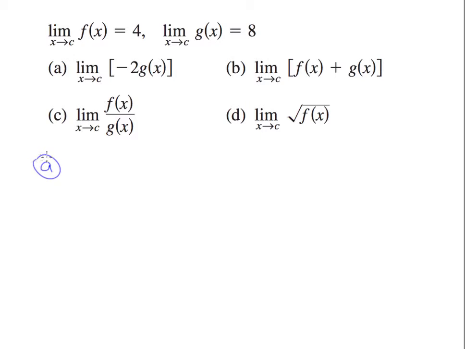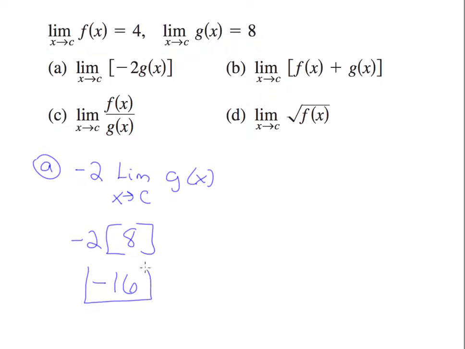A problem you might see on the exam is to solve limits using the properties of limits. So in this example, I can use the property where I can factor out the constant. So that's negative 1 times the limit as x goes to c of g of x. And then we can see from the given information that limit is equal to 8. So my answer is simply negative 2 times 8, which is 16.